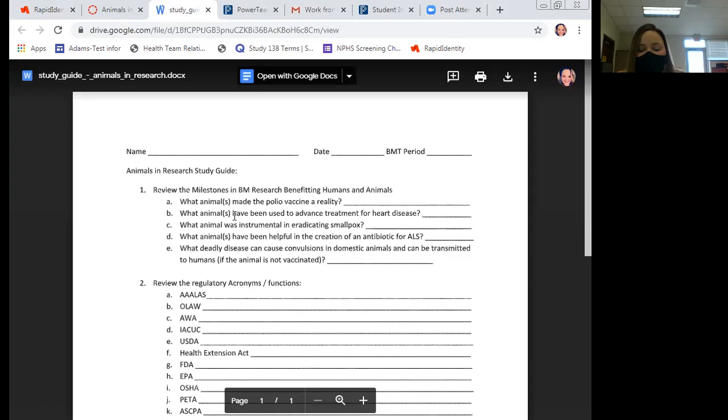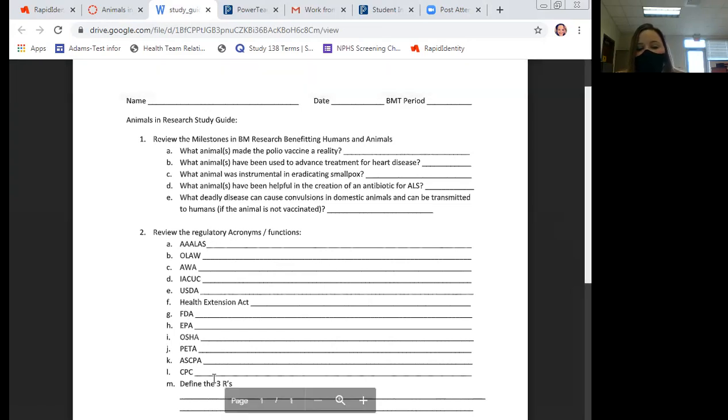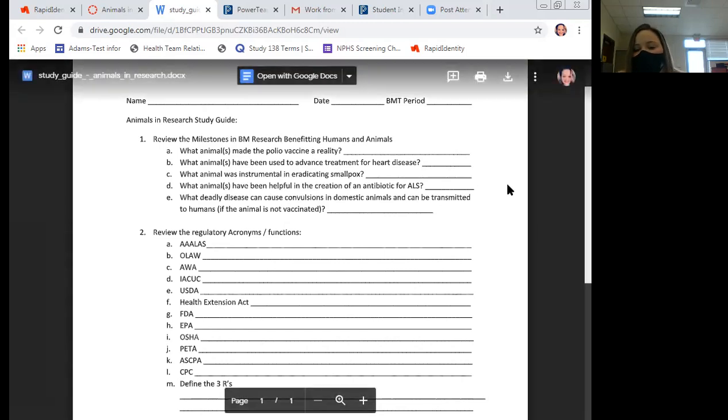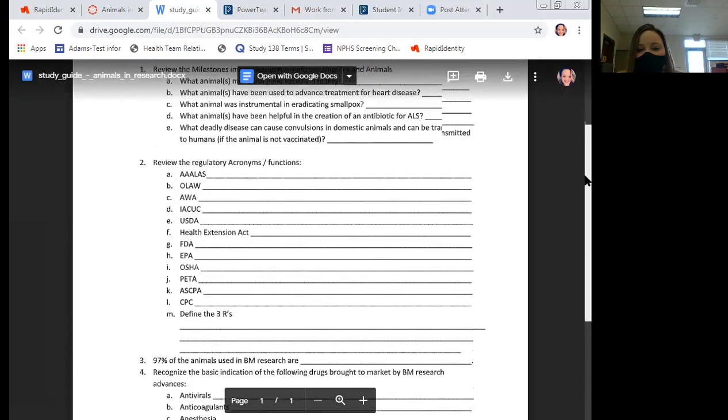And guys, I'm not expecting a paragraph of information here, but I am expecting that you, at least for this section, which is really, really important, section number 2, you know what these are, you know who they benefit. With the USDA, they're the ones who do those random inspections. Is PETA an animal rights group or an animal welfare group? And knowing what the 3 R's are. And I do know that occasionally they will ask you about which animals contributed to which biomedical research advance. So let me know if you have any questions.